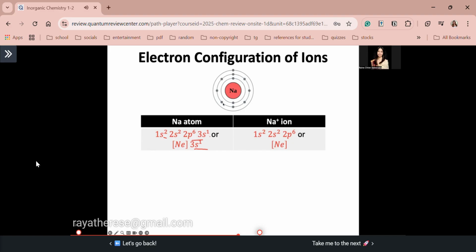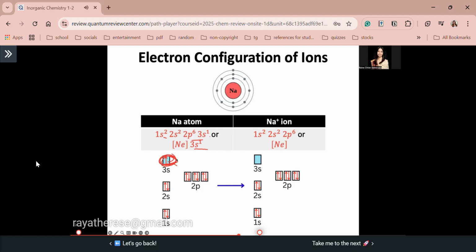However, for sodium cation, okay, meron kasi siyang +1 charge. And ito ang nangyayari. There is a loss of 1 electron in its valence orbital. Ito yung valence electron mo, yung nasa 3s orbital. Mawawala yan because you have a +1 charge. That's why the electron configuration for sodium cation is 1s2, 2s2, 2p6, or neon. Okay? So, masasabi natin na same ang electron configuration ni sodium cation and neon atom.